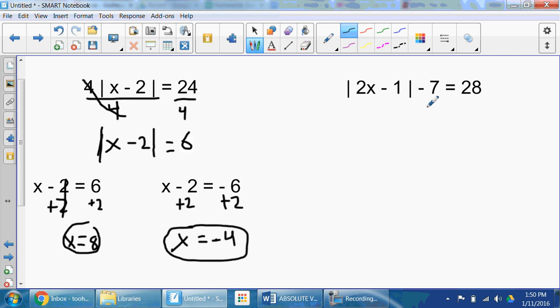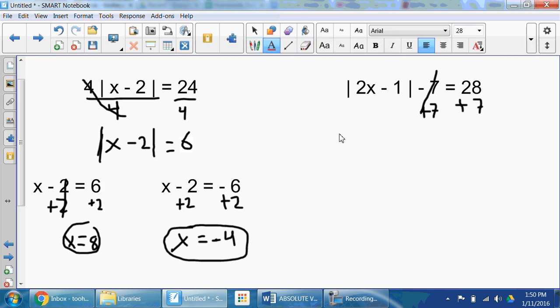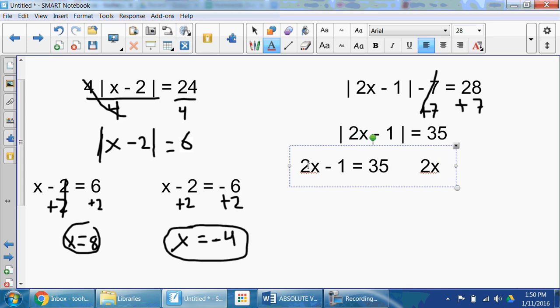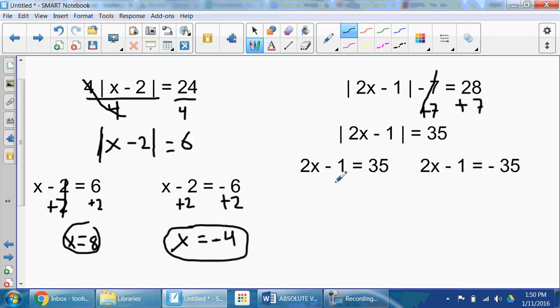Here I've got a number that's outside and it's subtracting, so I'm going to do the opposite operation, just like if it said x minus 7 equals 28. So I'm going to add 7, and that gets me absolute value of 2x minus 1 equals 35. Then I can drop my absolute value bars, and I can get 2x minus 1 equals 35, and 2x minus 1 equals negative 35.